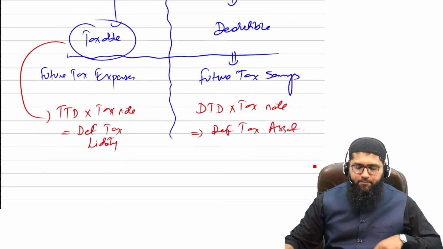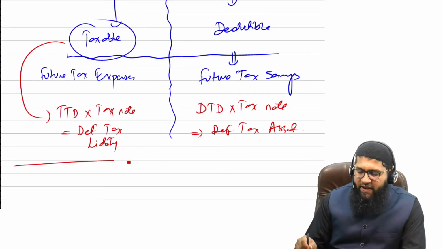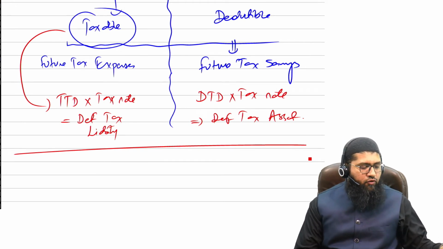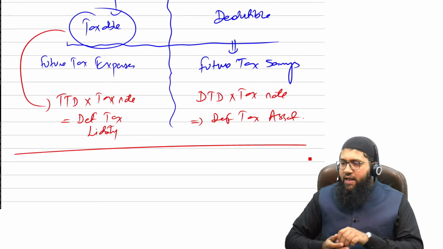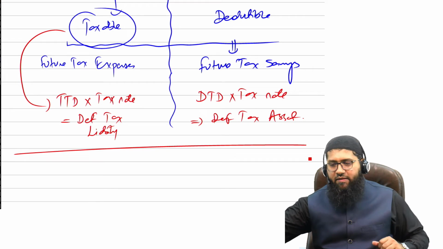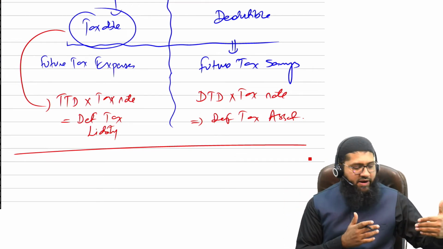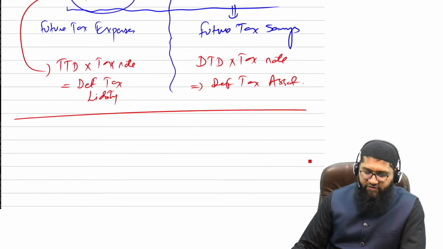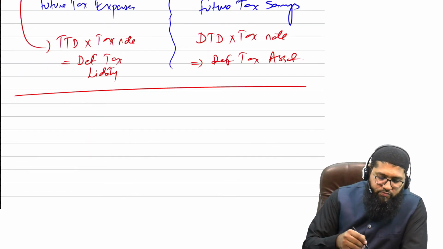Now what else is there? So basically, a deferred tax asset or a deferred tax liability is what you need to understand, depending upon what you have. If you have got a taxable temporary difference, it's a deferred tax liability. If you have got deductible temporary differences, it's a deferred tax asset. Now what next is there?